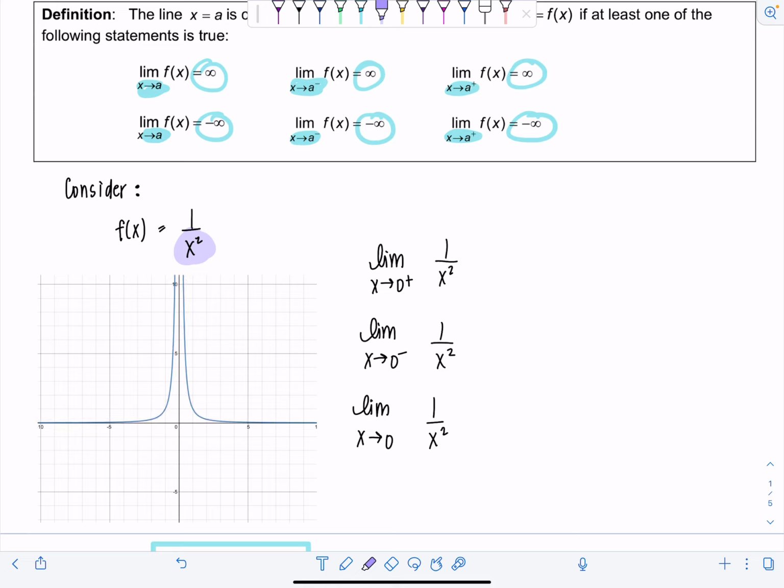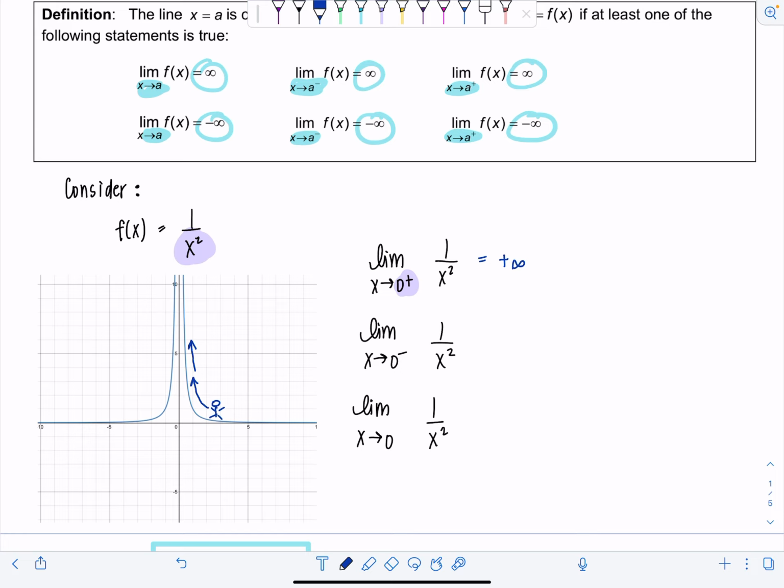So let's see here. What is the limit as x approaches 0 from the right of 1 over x squared? All right, so imagine you're going for a stroll on the graph. You're on the right side of 0. As you get closer and closer to 0, remember the limit represents what the function is approaching, what y value you're getting closer to. Where are we headed? Up to positive infinity. That's right. Okay.